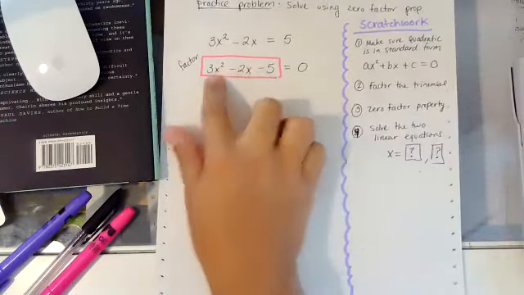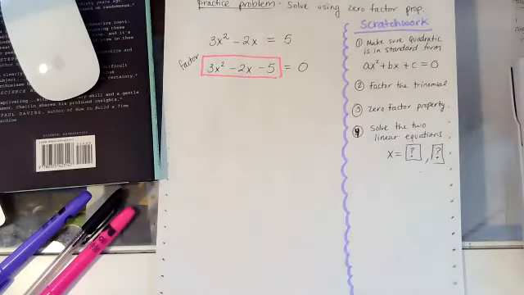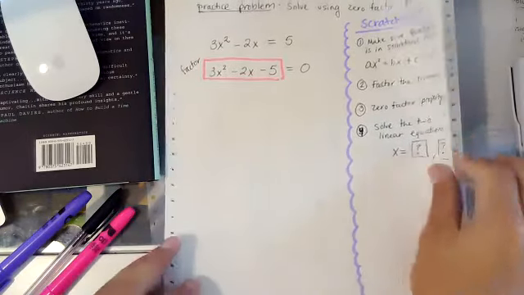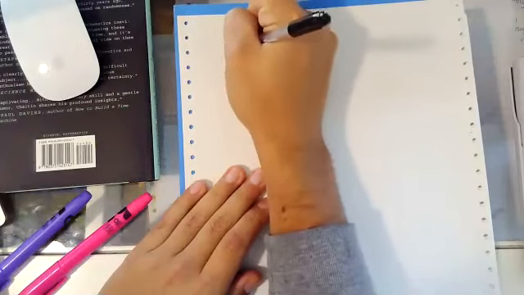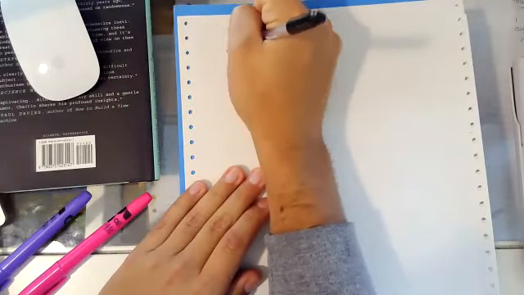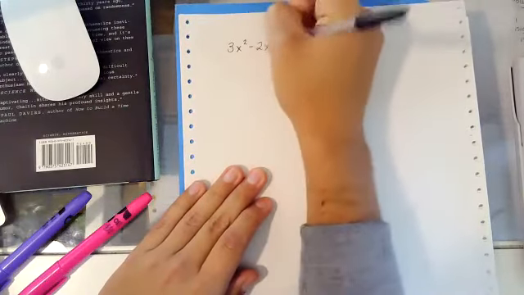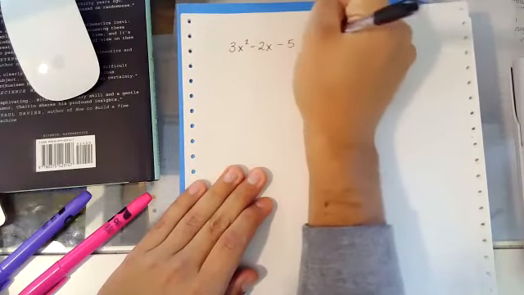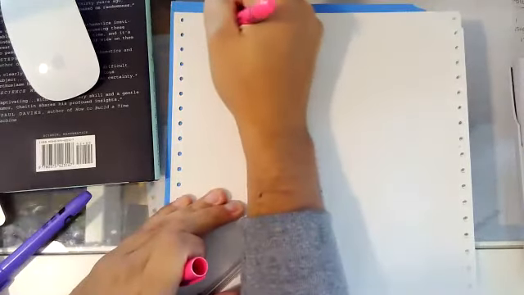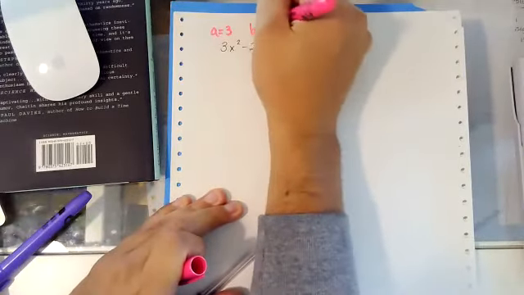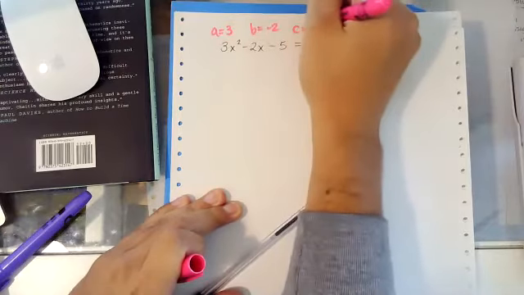So if we look at these two, maybe I'll need a little bit more room here. Let me go ahead and write this on a new sheet of paper, because I realize that whenever you're going to factor something using the AC method, you need a lot of scratch space. So we have our equation in standard form. You might label this as a is equal to 3, b is equal to -2, and c is equal to -5.